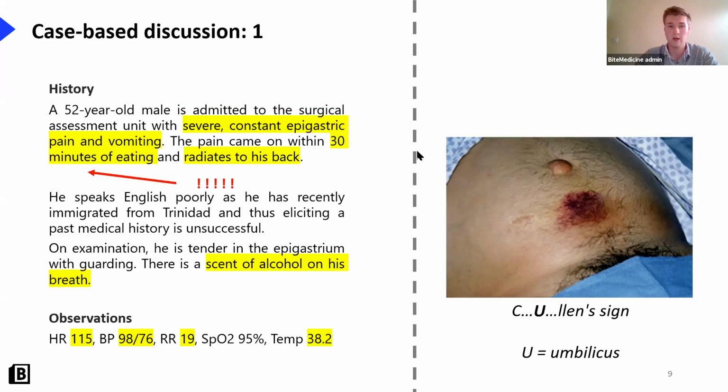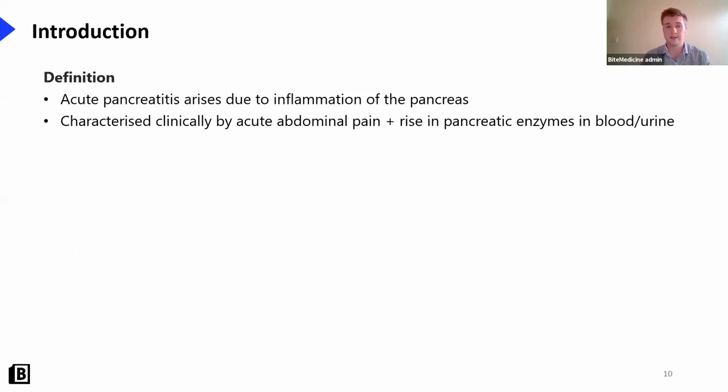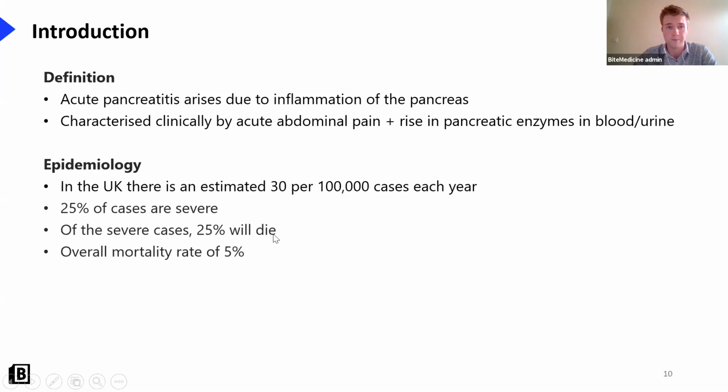All right. So if we move on to our introduction of what is pancreatitis, simply put, it is inflammation of the pancreas. But if you were asked by a doctor on the wards, give us a description of pancreatitis, clinically you could say it's a patient with acute abdominal pain associated with a rise in pancreatic enzymes in their blood or their urine. Okay, that would be a very nice textbook answer.